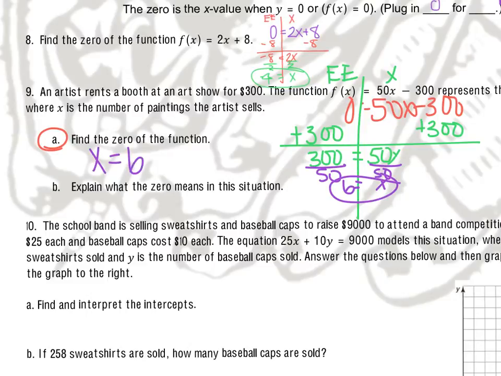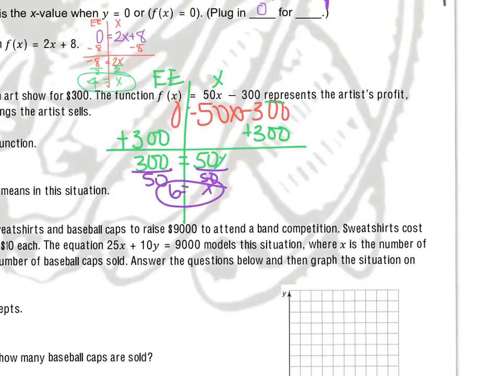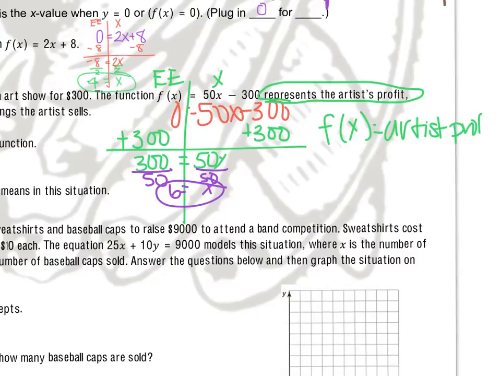So the question asks you to explain what the 0 means in this situation. So what this means is that when x is 6, y is 0. Remember, it says this function represents the artist's profit. So what that's saying is that f of x equals the artist's profit. And we're finding the 0, so we're saying that 0 equals the artist's profit.